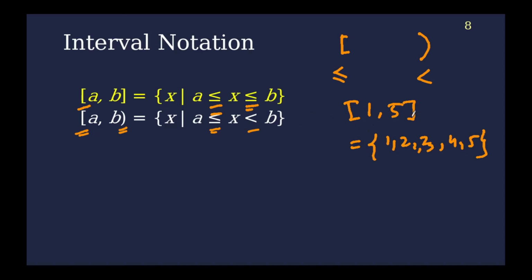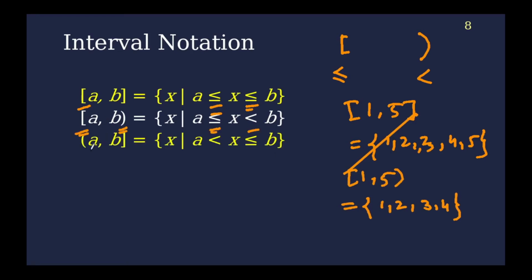So if the same notation is used for [1, 5), how will this be represented? Can you tell me? 1, 2, 3, 4, these many elements. 5 is not included. Why is 5 not included? Because X is less than 5, and 5 is not less than 5. 5 is equal to 5. So that's why 1, 2, 3, 4. So this element is excluded. The element which is nearest to the round bracket is excluded.